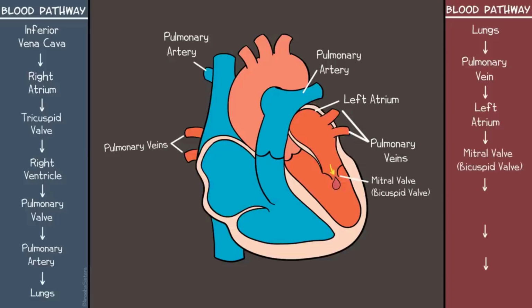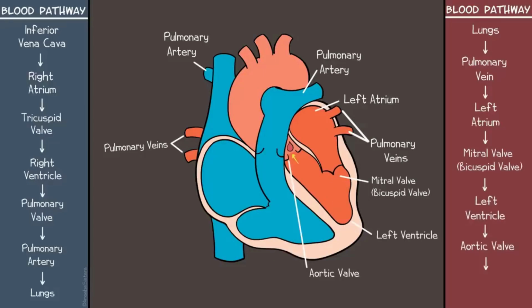The left atrium contracts and the blood travels through the mitral valve, also known as the bicuspid valve, into the left ventricle. The left ventricle contracts and pumps the blood through the aortic valve and out a major artery known as the aorta. The aorta is a major artery that carries oxygenated blood throughout the body.